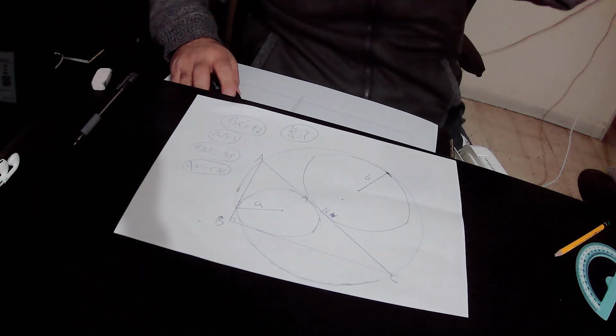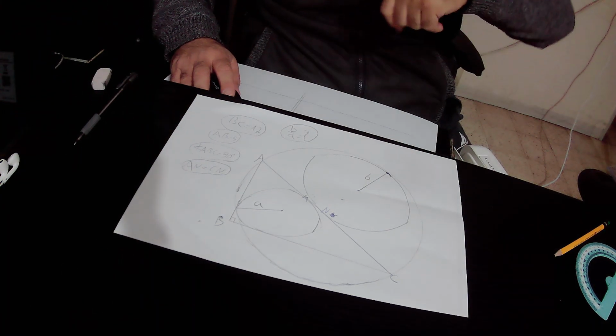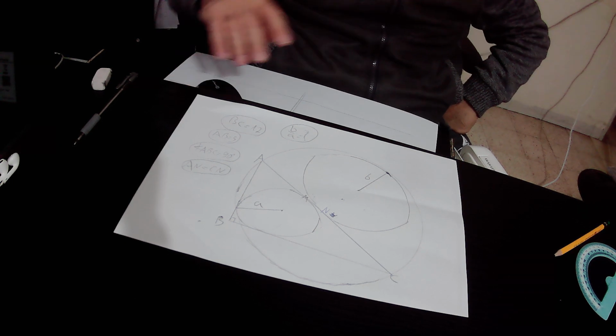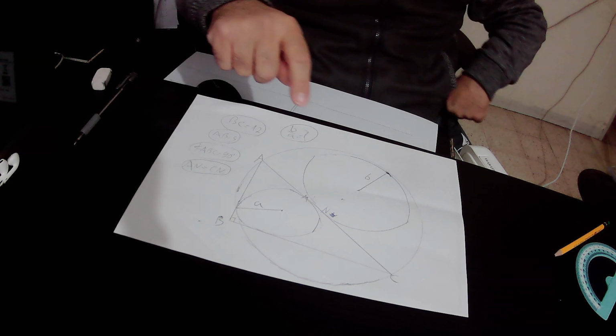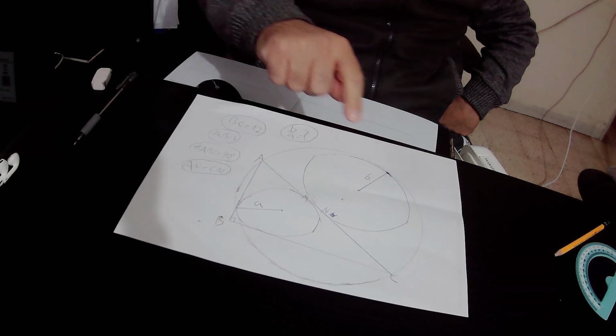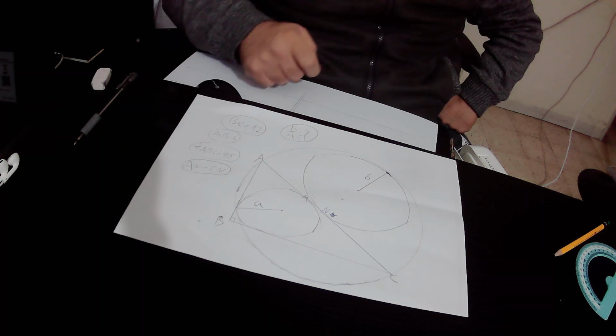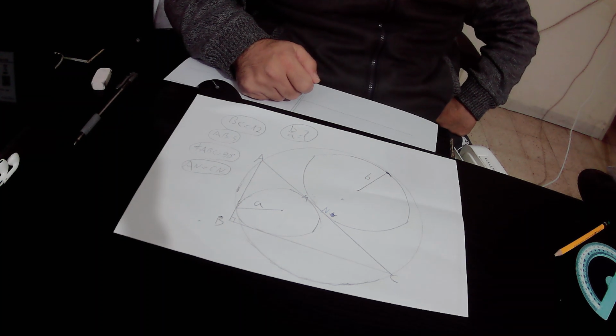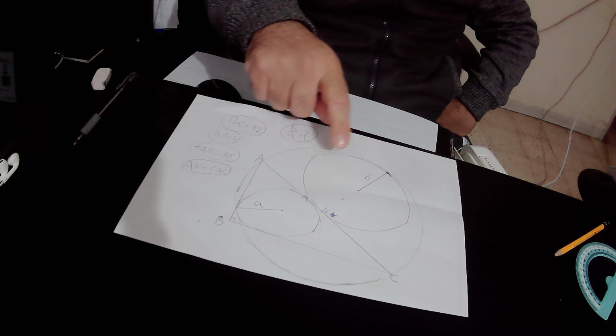Hello, in this lecture we find out the ratio between the two radii of the circles. In the drawing we have a big circle. Inside this big circle we have two smaller circles. The radius of this circle is B, the radius of this circle is A, and our mission is to find out the ratio of B over A.